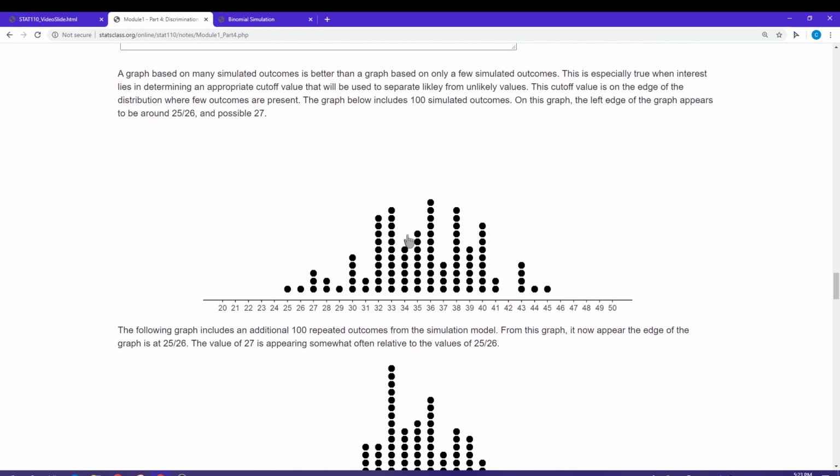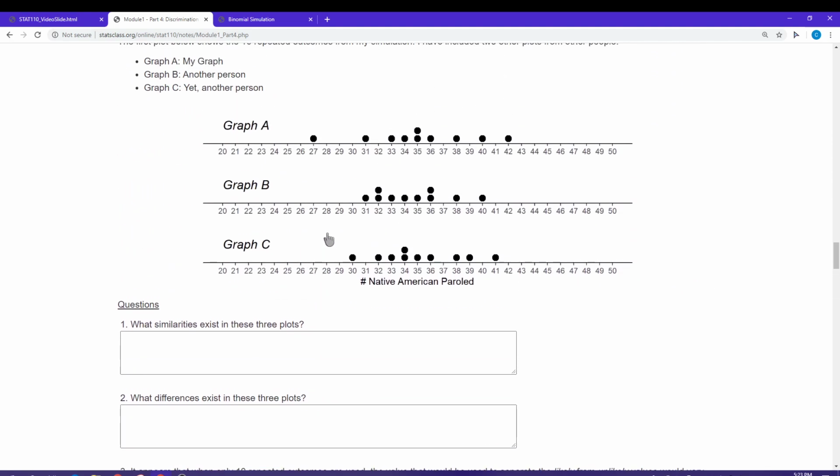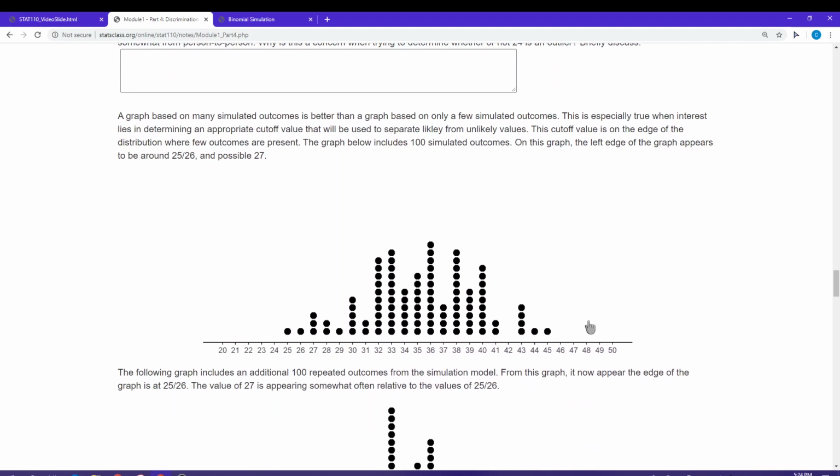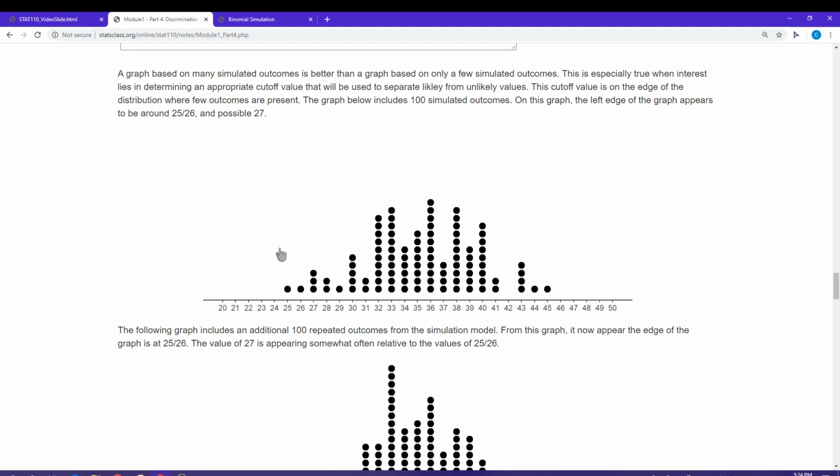So here I have 100 simulated outcomes. And we can tell that it would not be a good idea to use values 30 and below as unlikely, or for that matter, 29 and below as unlikely. Because when I got many, many repeated simulations, you can see that quite often I got values up here in this 26, 27, 28, 29, 30. Those were quite likely to happen. Not as likely as 35, 36, 34, but still they happen somewhat often.